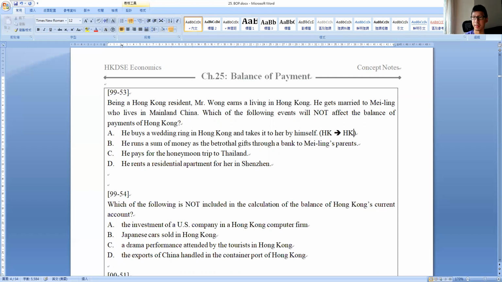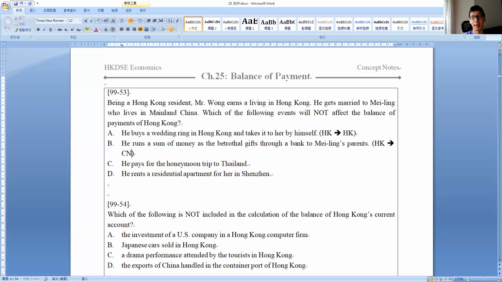A is the answer already. Okay, look at B. He remits a sum of money as a gift through a bank to Mei Ling's parents. Mei Ling, remember, is in China, right? So Hong Kong is paying to China. Remember, a betrothal gift is a gift of money. It's a gift. A gift is a donation. So this is a current transfer account.